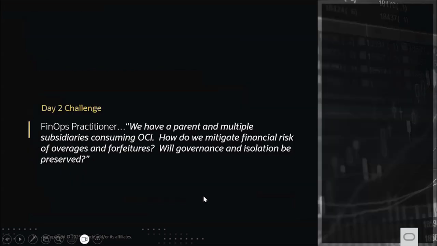Okay. All right, so Andrew, why don't we get to our last challenge of the day? Something you and I talked about, one of the more recent challenges we see as customers get more and more tenancies. You have multiple tenancies, and why would you want multiple tenancies? Oftentimes it's for governance and isolation, could be by subsidiary, it could be by business unit, et cetera. And then Oracle has our universal credit model that has a commit, usually an annual commit. And then there's some financial management around overages and forfeitures.